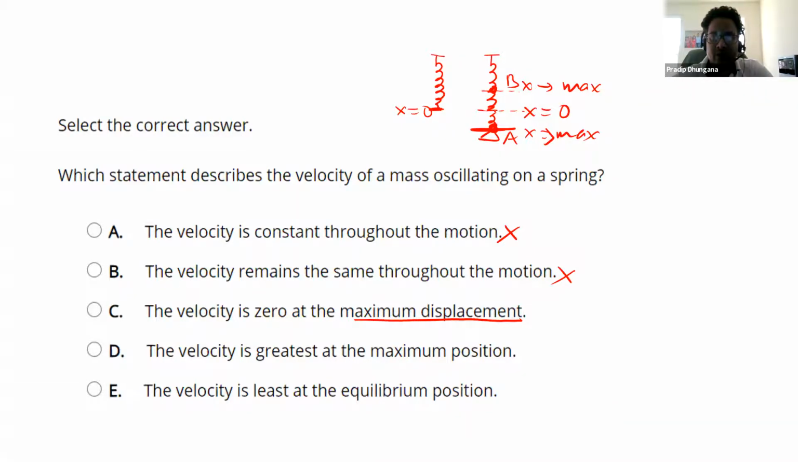So whenever the mass on the spring goes up and down, at this point, when displacement is maximum, its velocity becomes 0. And its velocity is maximum when displacement is 0. And again, here at point A, when displacement is maximum, its velocity is 0. So the correct choice is C.